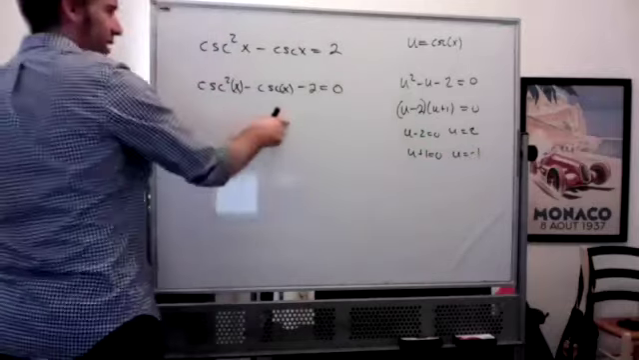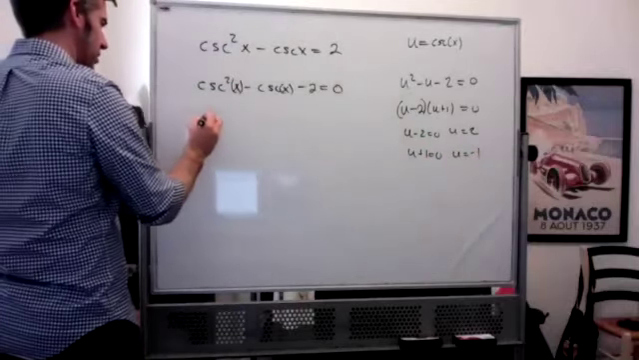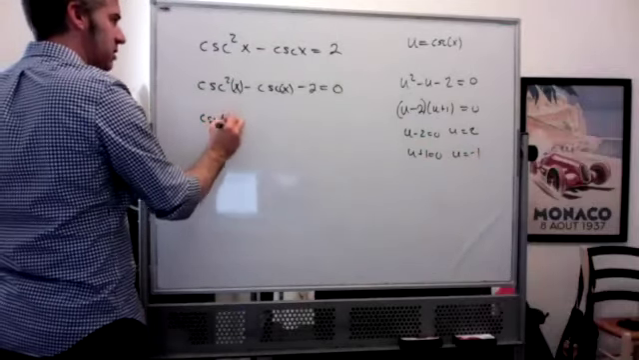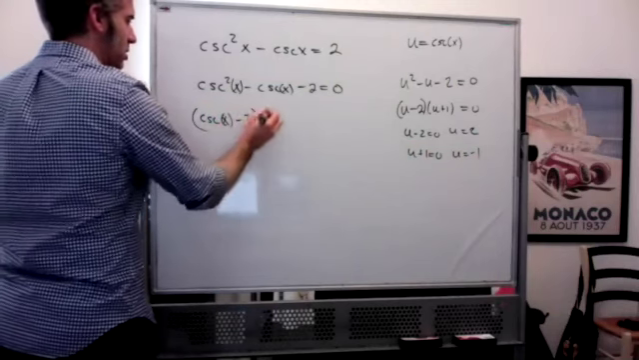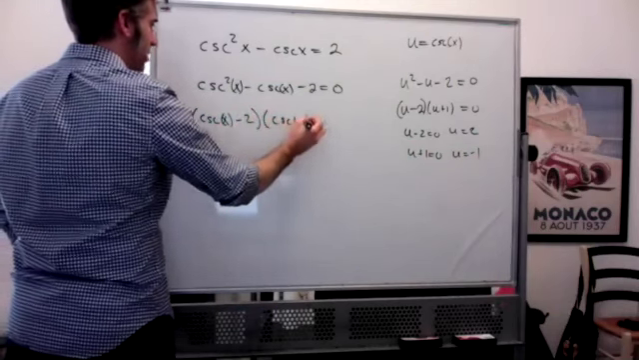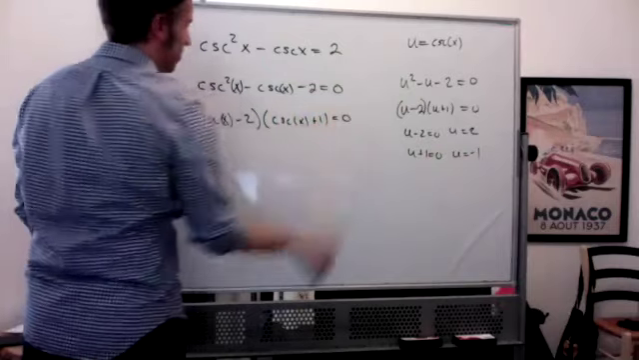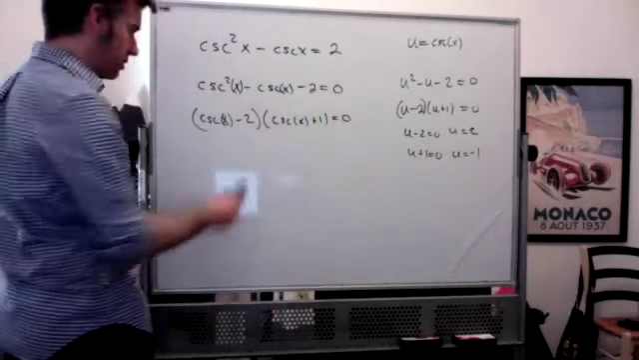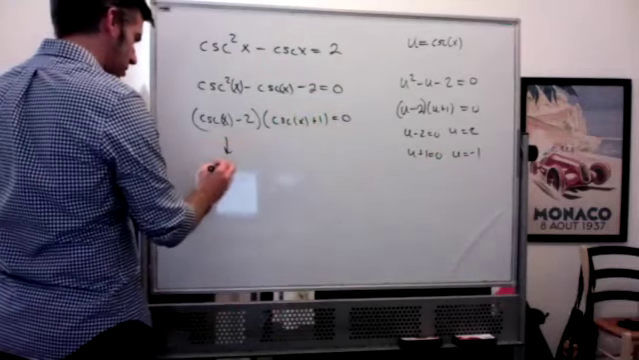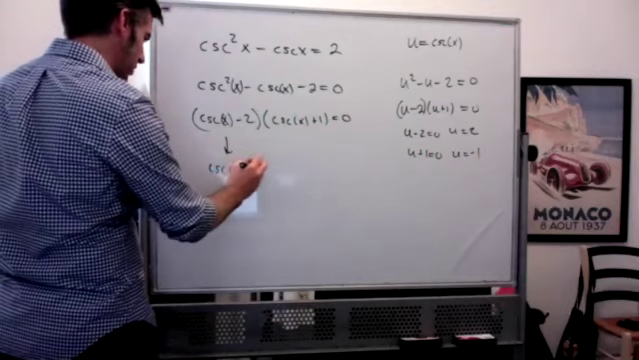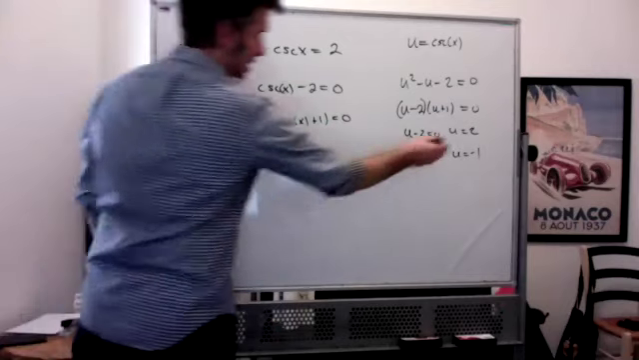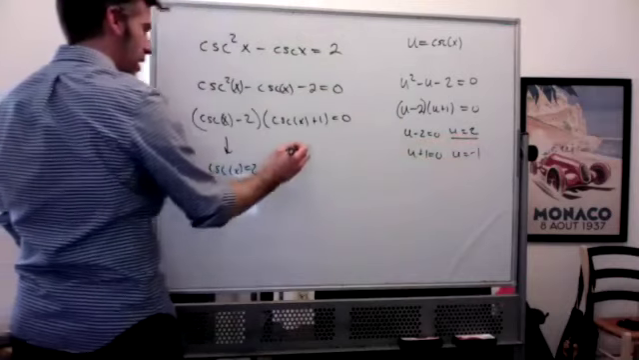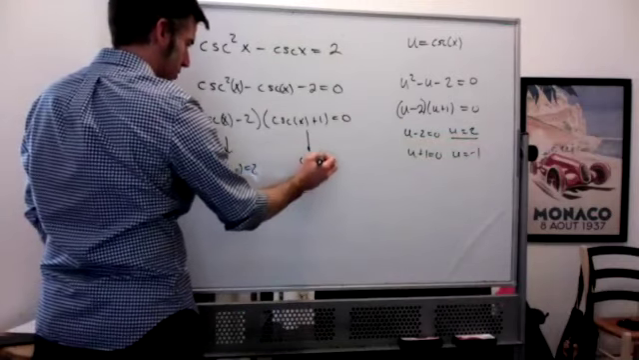Or you could just go back and say, well, I can see that it's going to factor as cosecant of x minus 2 times cosecant of x plus 1. So then setting each factor to 0, we get cosecant of x equal to 2, which is the same as saying u is equal to 2, and cosecant of x is equal to negative 1.